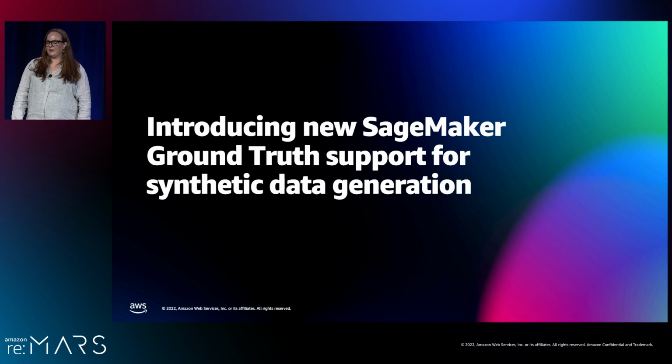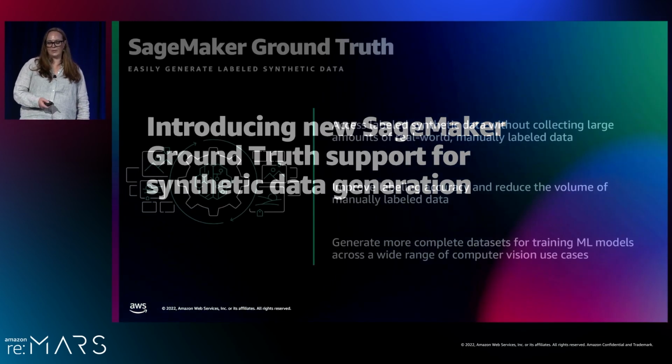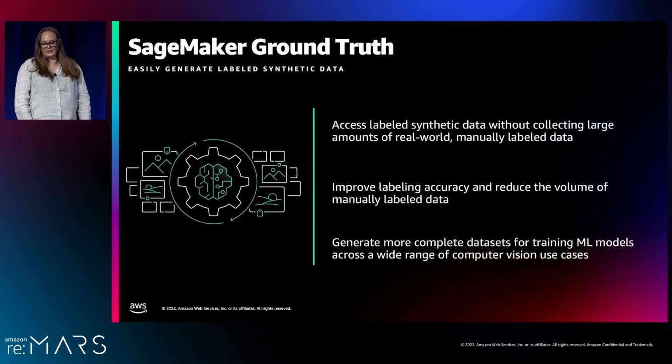And since we're always looking for new ways to support our machine learning customers, we've partnered with a few other Amazon teams to support synthetic data generation for SageMaker Ground Truth. We're excited to bring this new capability to our customers. Let me give you an overview. This new capability helps data scientists and machine learning engineers leverage labeled synthetic data in their machine learning process without collecting large amounts of manually labeled data.